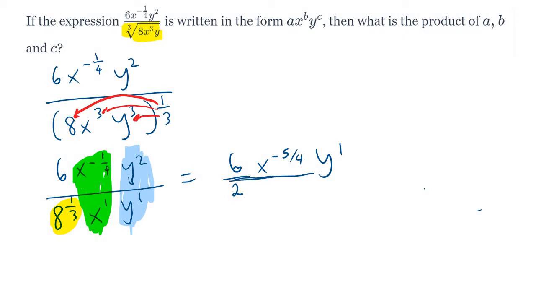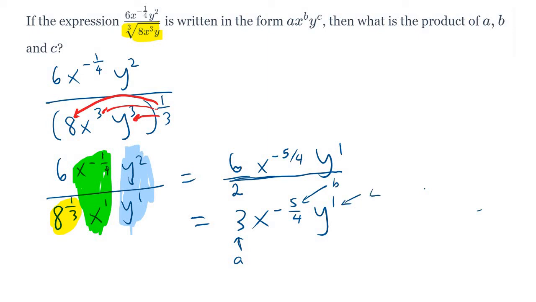And now we're almost done. What we need to do is to divide the 6 and the 2, which is 3, x to negative 5/4, and y to the first power. So as before, this is my a, this is my b, and this is my c.